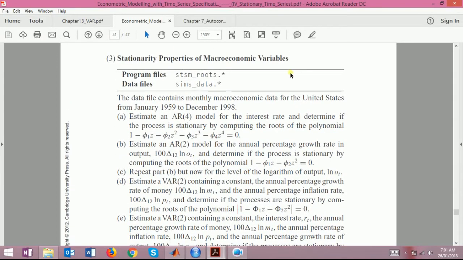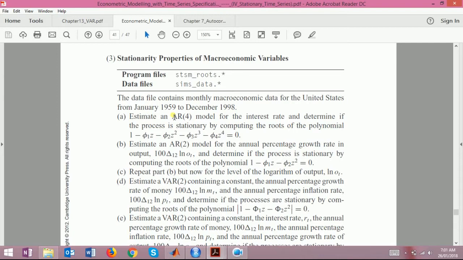Stationary properties of macroeconomic variables. The data file contains monthly macroeconomic data for the United States from January 1959 to 1998.